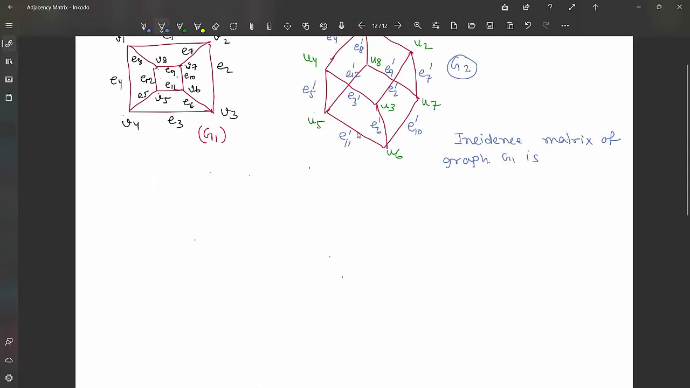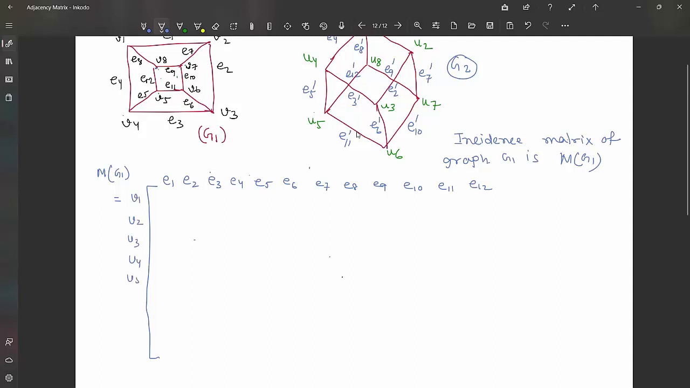So now again start. First the incidence matrix of the graph G1 is, suppose M of G1. So this M of G1 is equal to what? Take one large matrix and starting with E1, E2, E3, E4, E5, E6, E7, E8, E9, E10, E11 and E12. And here V1, V2, V3, V4, V5, V6, V7 and V8.